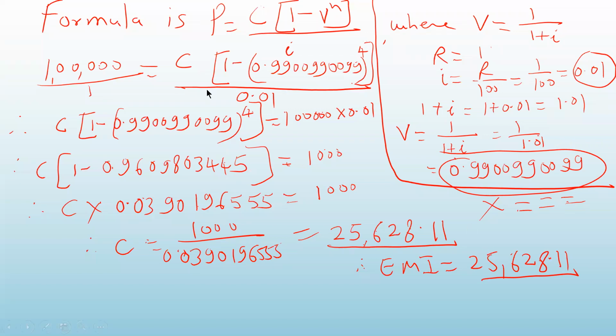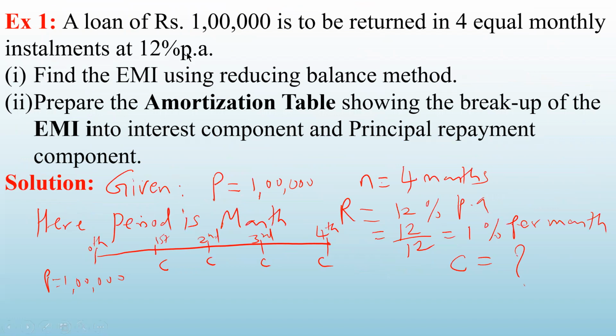There was nothing new in this. P was given and you have calculated C. This type of problem we have done even yesterday. The only difference is that in EMI calculation, the period is month. So you always have to convert the rate of interest from per annum to per month by dividing it by 12. Okay, that's the only difference.